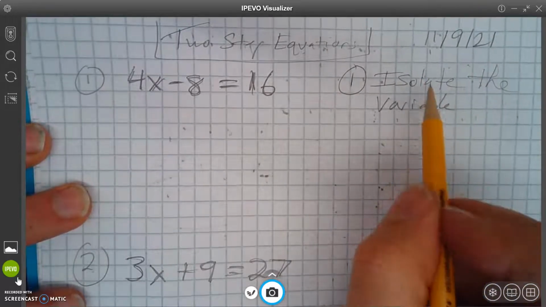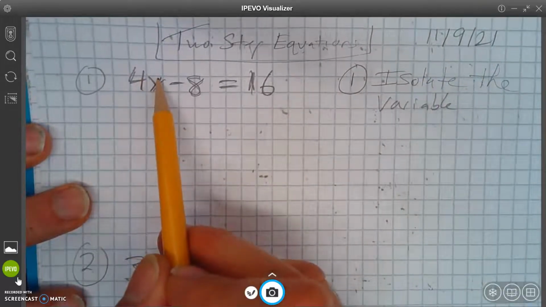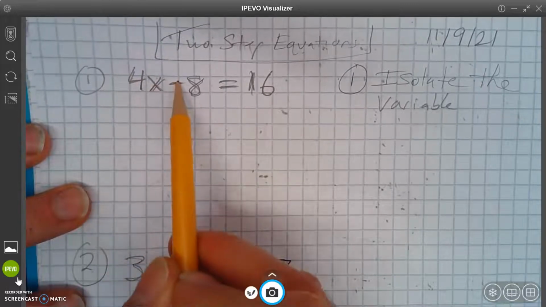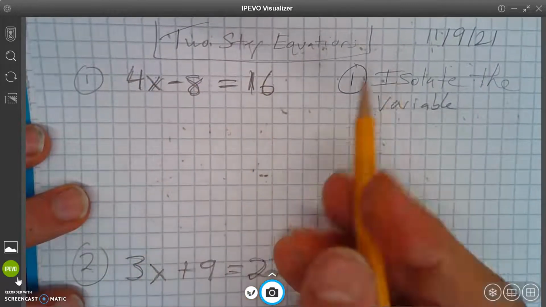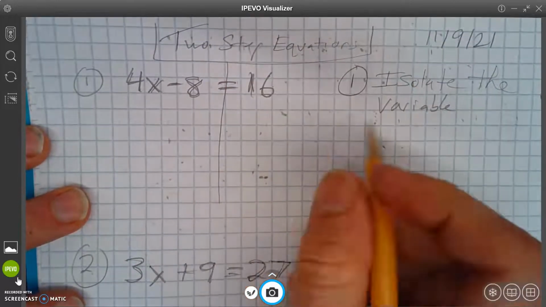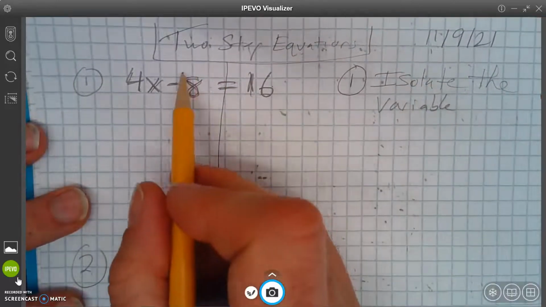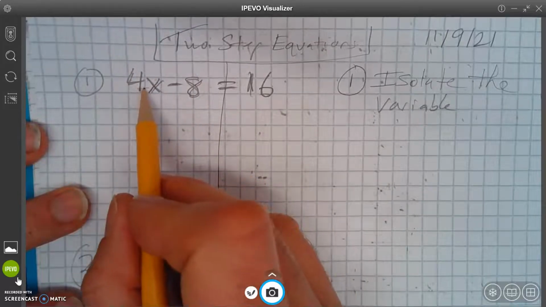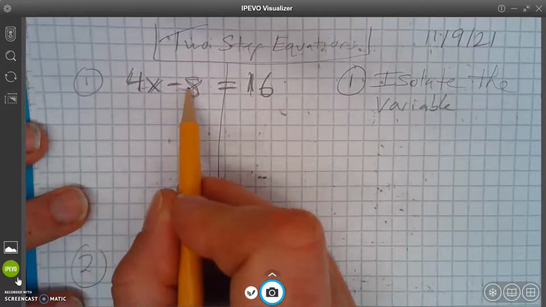So I'm going to get the variable by itself. The variable is over here. It's 4 times x, some number, minus 8 equals 16. I do that by looking to see which is the furthest away. The multiplication is obviously very close. The subtraction is a little bit farther away, that 8.